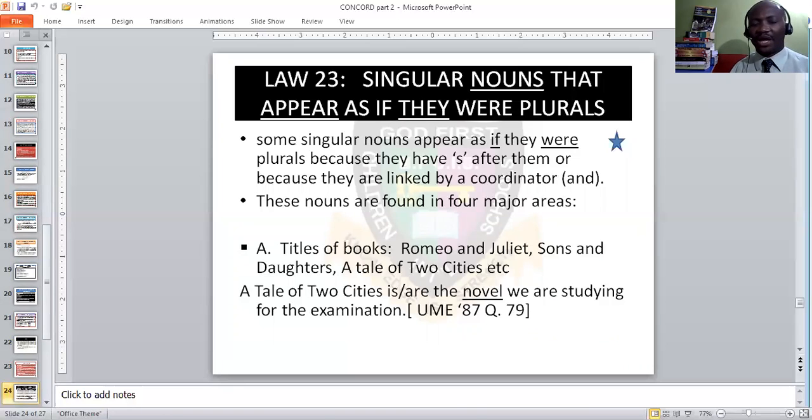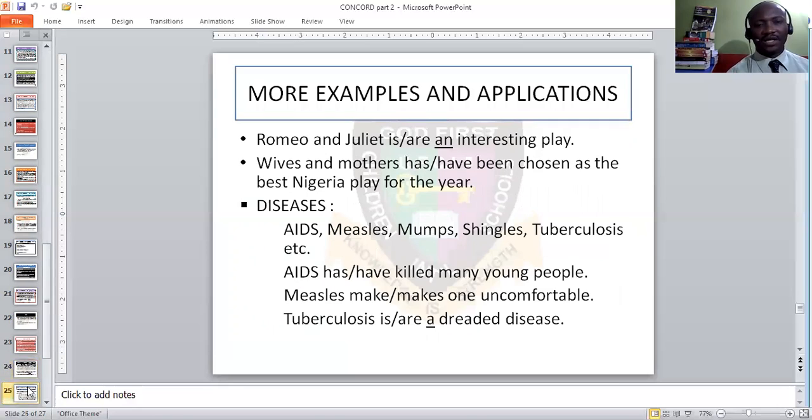Now look at what appeared in Post-UTME of 1987, question 79 to be precise. It said, "A Tale of Two Cities is or are the novel we are studying for the examination." Somebody that sees A Tale of Two Cities will say, man, this is a plural. No, it's singular. That was the answer. You have to use just what the law said.